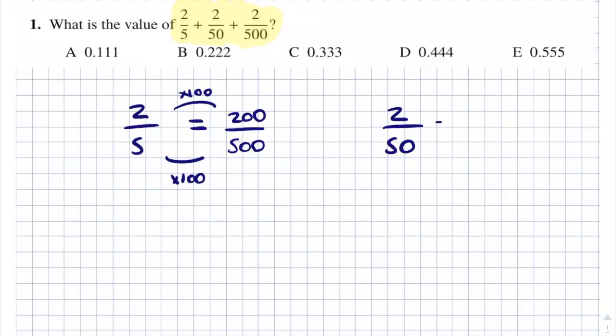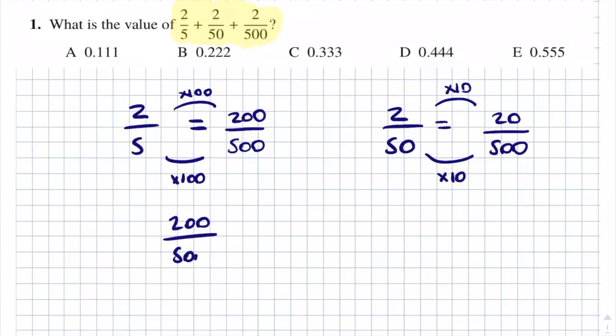And then 2 over 50, well, I can multiply my denominator by 10 to get 500, and then if I multiply 2 by 10, I'm going to get 20 over 500, which is the same as 2 over 50. And now I just need to add these fractions together. So I'm going to get 2/5, which is 200 over 500, plus 2 over 50, which is 20 over 500, plus 2 over 500. And now all three of these fractions have the same denominator.